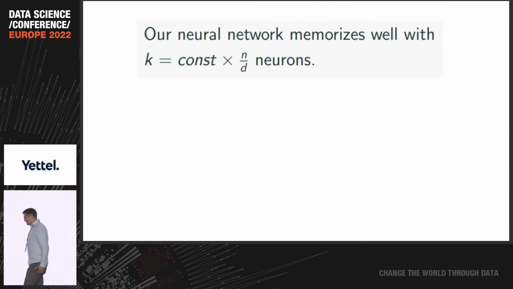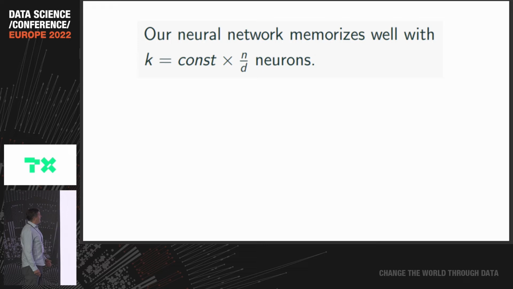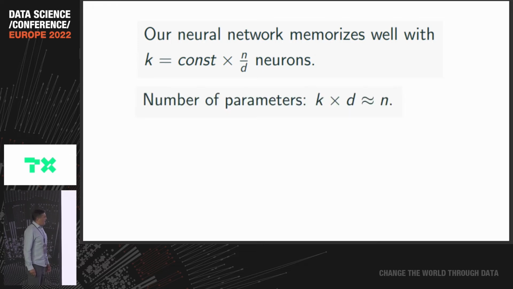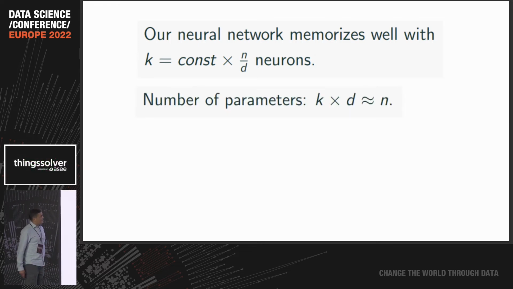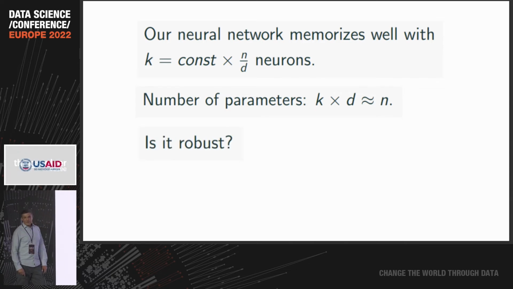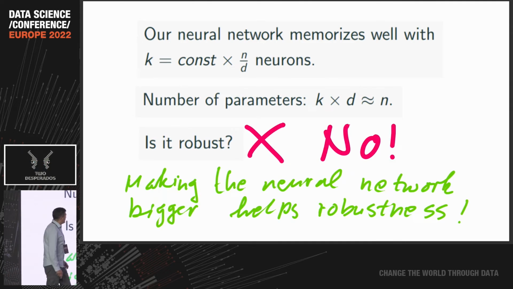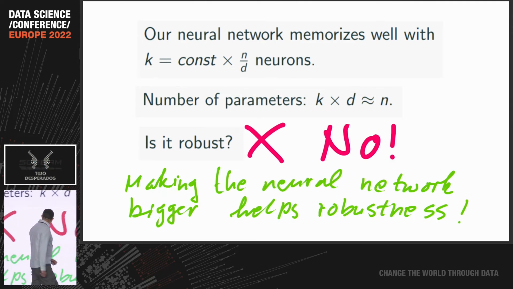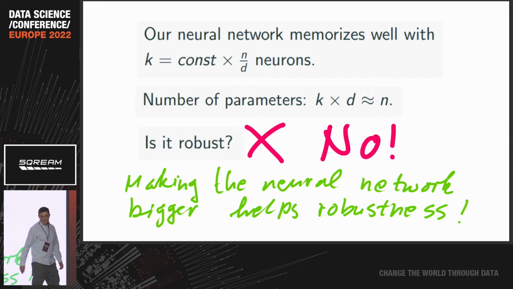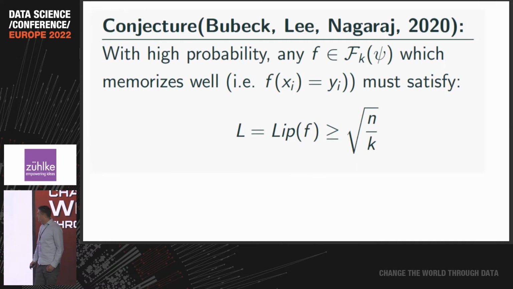So our classical neural network has n over d neurons, and the number of parameters is k times d, approximately n. But is it robust? This is the question. Is it robust? No, it is not. Making the neural network bigger helps robustness. Therefore, we need overparametrization. So there was a recent result.